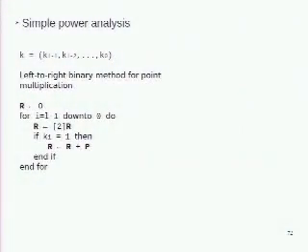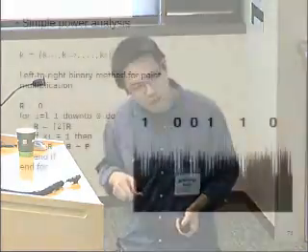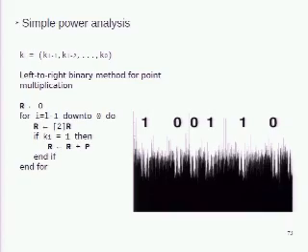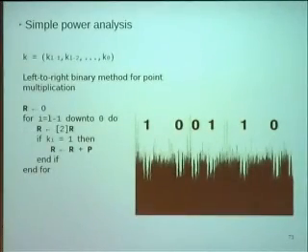A simple example is this one. This is a classical left to right binary method for point multiplication. You scan the scalar bit by bit. When it's 0, you do a doubling. When it's 1, you do doubling and addition. So easy to understand. And if you look at the power trace, it actually tells you the key stream. When the key bit is 1, it takes more time because it first has doubling and then addition. So you see this part is longer than this one. So this part indicates this bit is 1. And this is 0, another 1, another 1, another 0.